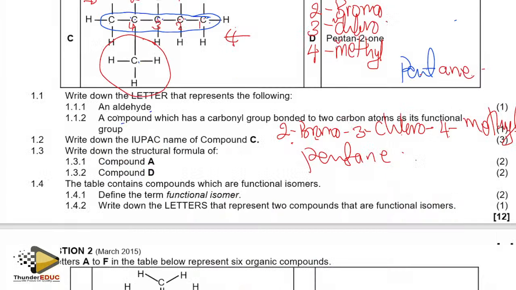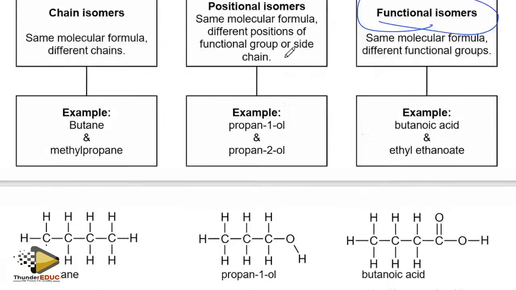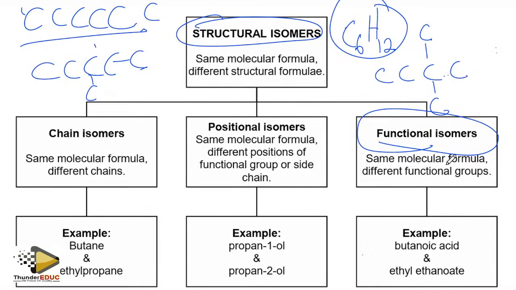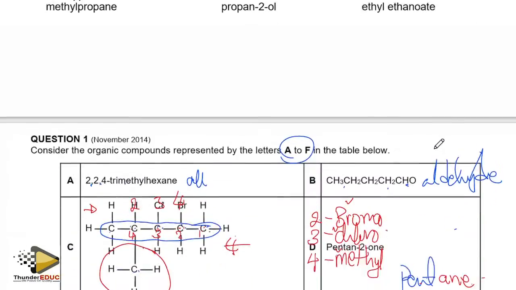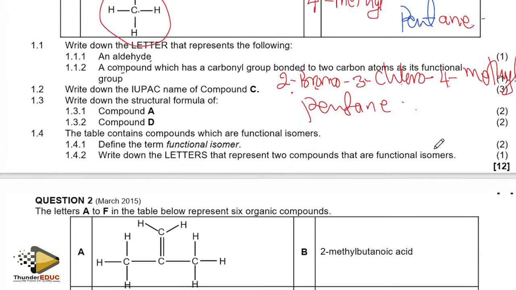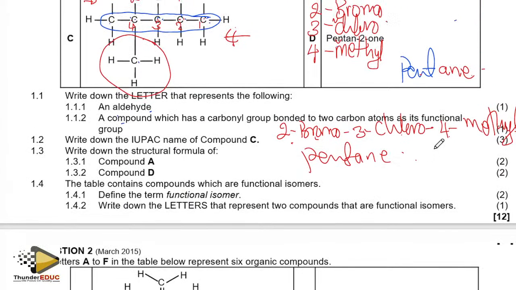Yes, we go to the next question. They're saying to define the functional isomer. We saw that one before: the same molecular formula but different functional groups. So we said like ketones and aldehydes, carboxylic acids and esters. Those are functional isomers.